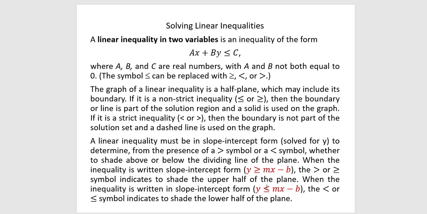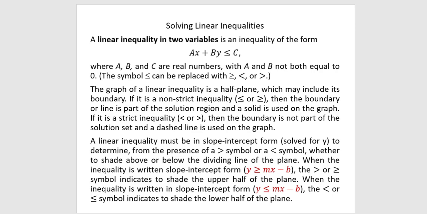In addition, once the linear inequality is written in slope-intercept form, if the greater than or equal to symbol is used, this indicates to shade above the line or shade the upper half of the plane. If the less than or equal to symbol is used, this indicates to shade below the line or shade the lower half of the plane. Either way, it is critical that the linear inequality be in slope-intercept form before any steps on the TI-84 calculator are to be performed.